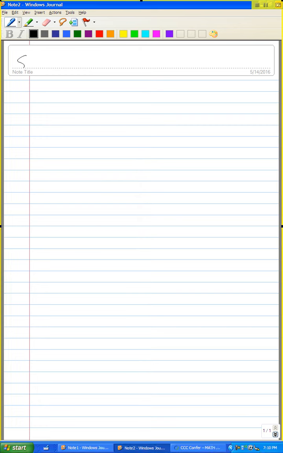Section 14.5, Nonlinear Equations. So, in this case, what we'll be doing is looking at systems of nonlinear equations and looking at solutions to those, for both equations and for inequalities.